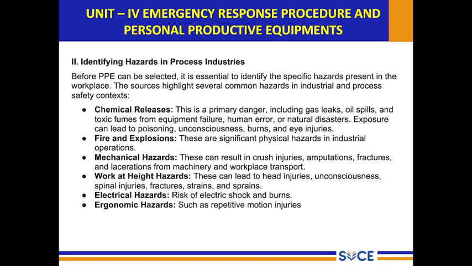There are significant physical hazards in industrial operations. Because of industrial operations, there may be some fire and there may be some explosions. Mechanical hazards cause crush injuries, amputation, fracture, and laceration from machinery and workplace transports. Work at height hazard can lead to head injuries, unconsciousness, spinal injuries, fractures, strains, and sprains. Electrical hazards bring risk of electrical shocks and electrical burns. Ergonomic hazards, such as repetitive motion injuries, can also cause injury. That's about it.